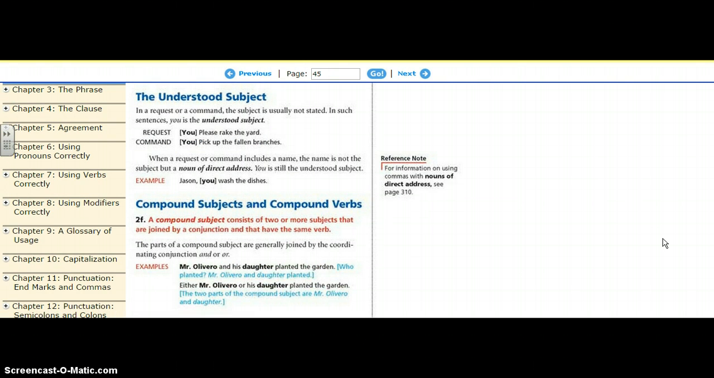2F, compound subjects and compound verbs. A compound subject consists of two or more subjects that are joined by a conjunction and have the same verb. The parts of a compound subject are generally joined by the coordinating conjunction and or. And you can see the examples.